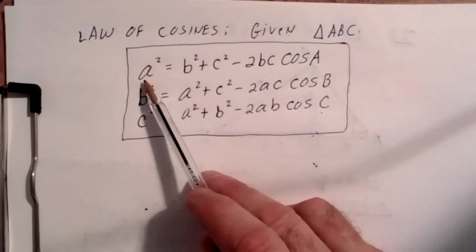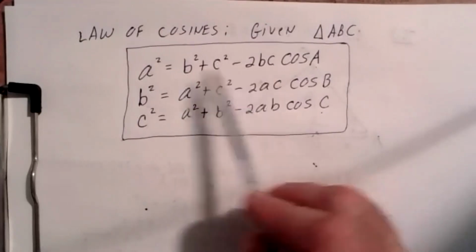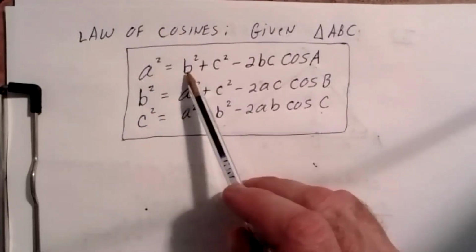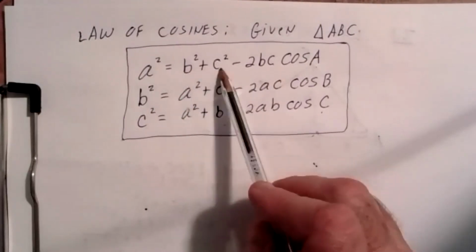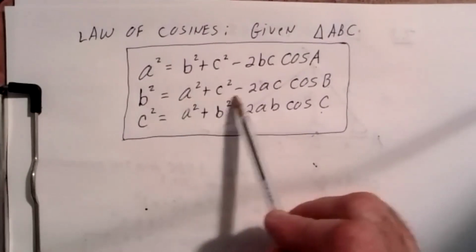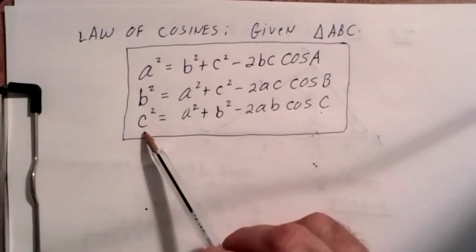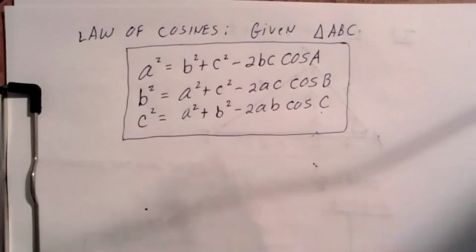Notice, ladies and gentlemen, whatever side is on the left side of the equation, that means the other two sides are on the right side of the equation. So side A is on the left, so that leaves sides B and C to constitute the right side here, B and C. Side B is on the left side, that leaves sides A and C to take up the slack on the right side. Side C is on the left side, sides A and B take up the slack on the right side. Everybody see that there? These are three equivalent forms of the law of cosines for any triangle ABC.